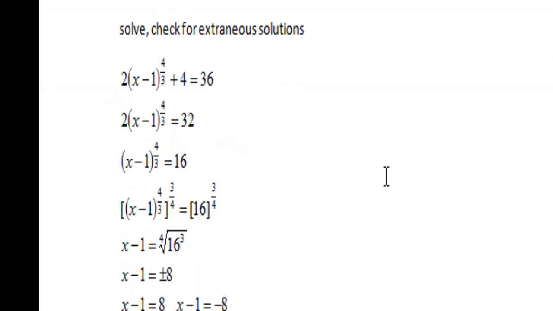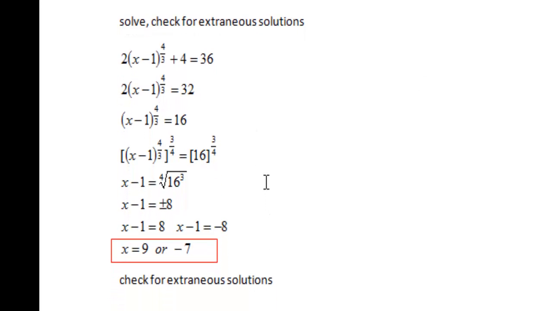Page 395, number 40, it says solve and check for extraneous solutions. I made certain assumptions when I did this, that you understand the algebraic steps. It's 2 times the quantity x minus 1 to the 4/3 power plus 4 equals 36. The first thing you need to do is isolate what will be your radical. It can also be that you isolate any factor that you have raised to a fractional exponent. So we have 2 times the quantity x minus 1 to the 4/3 equals 32.